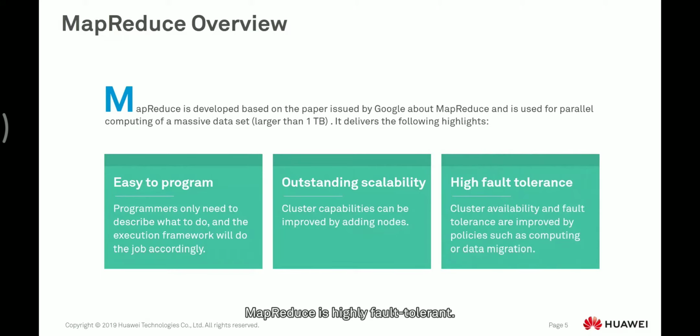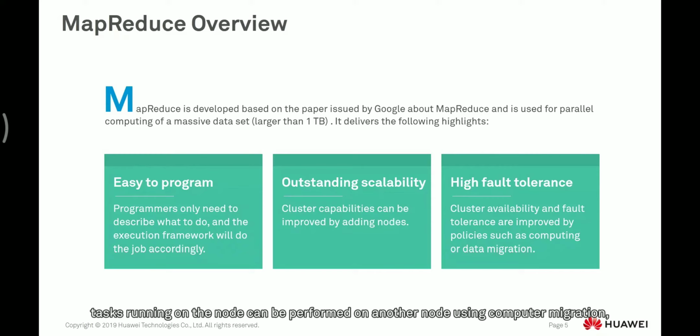Besides, MapReduce is highly fault-tolerant. If one of the nodes in the cluster fails, tasks running on the node can be performed on another node using computing migration or data migration to ensure successful execution of tasks.